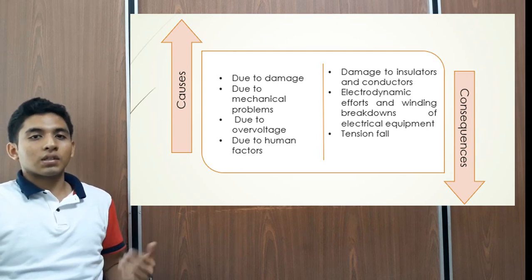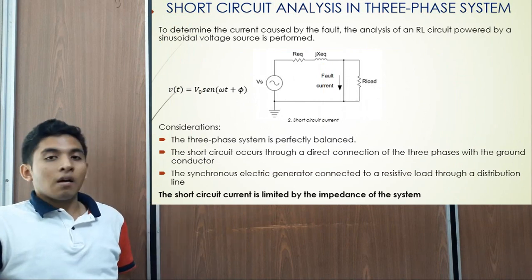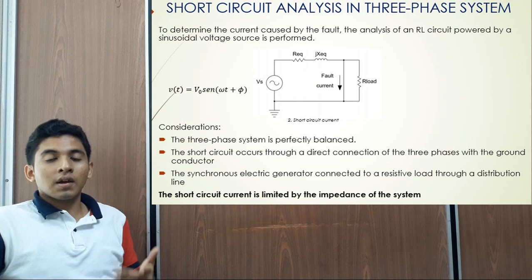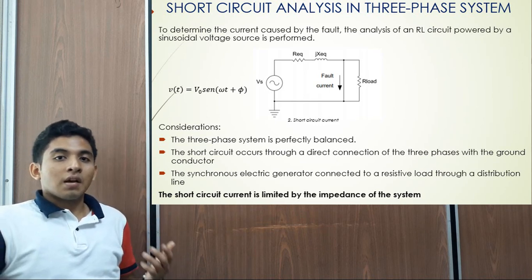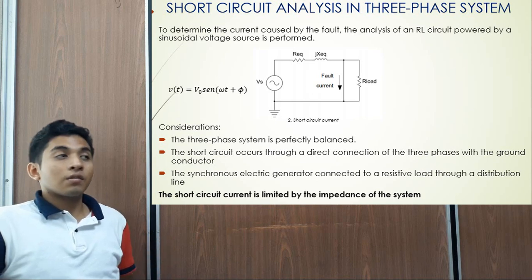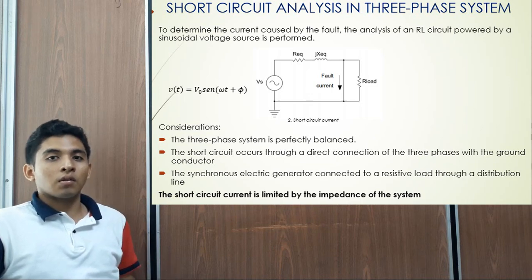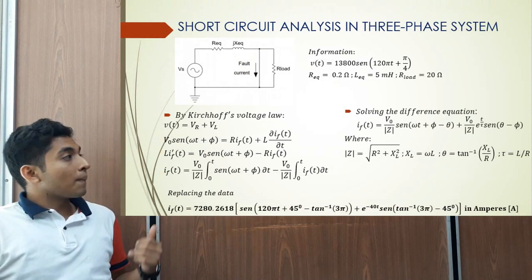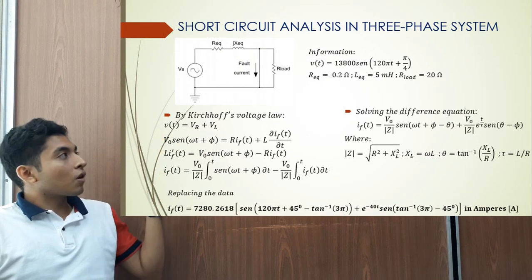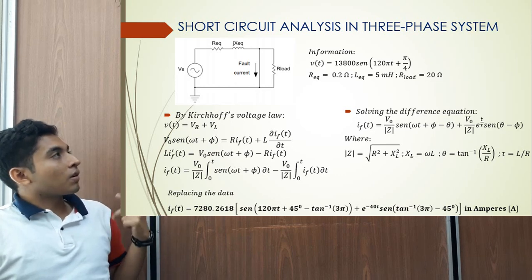conductors, and overvoltage. First, we start by analyzing this RL circuit, and its conditions are: a sinusoidal voltage source, a three-phase to ground failure, a balanced circuit, and the most important, the short circuit is always limited by impedance. We analyze it using Kirchhoff's voltage law, summing the voltages of all components we have in this mesh: generator, resistor, and inductor.